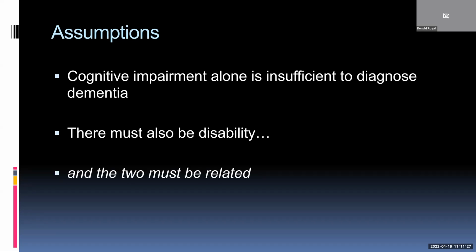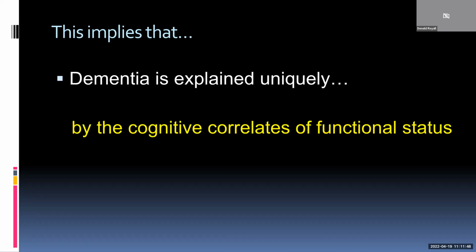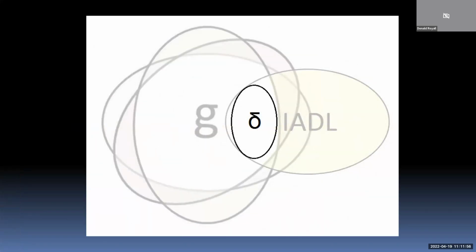And this leads to a really interesting insight, which is that cognitive impairments that don't explain variance in functional outcomes cannot contribute to the dementia syndrome. They can be the icing on the cake. They can tell you what flavor dementia you have, but they fundamentally do not explain dementia itself. And conversely, that means that dementia is explained uniquely by the cognitive correlates of functional status. And that is what Delta tries to do.